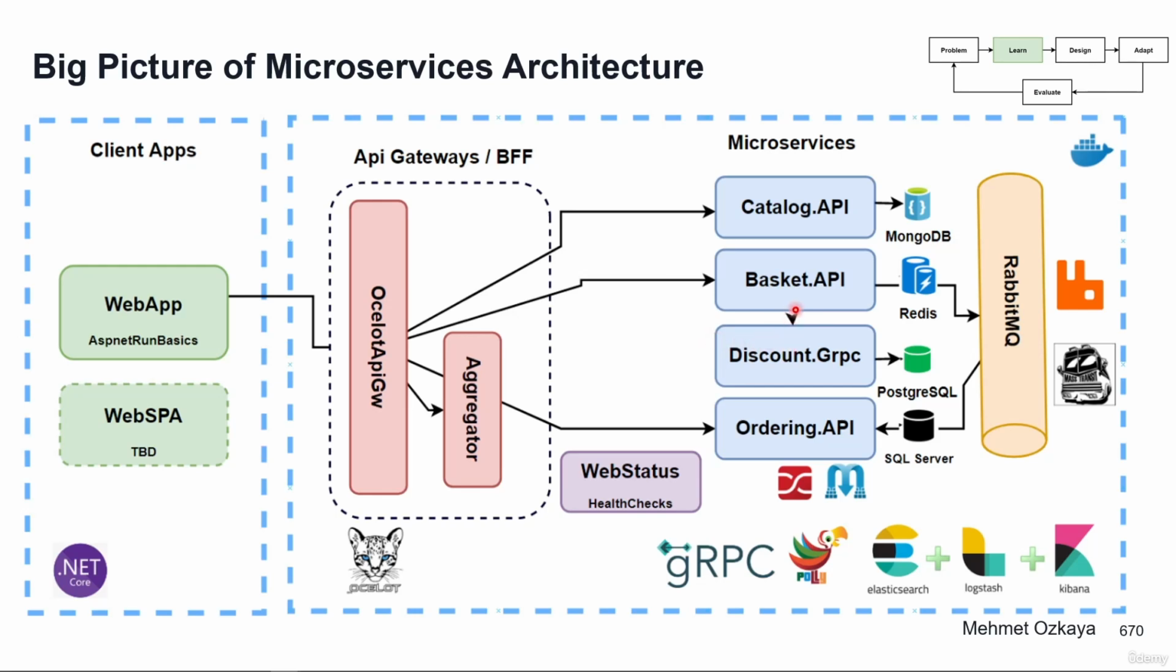This is going to expose gRPC endpoints with proto files, and this will be consumed from the basket microservices. And also we can use Dapper for micro ORM implementation in here to integrate with PostgreSQL in a performant way. And the discount gRPC microservice is using a relational PostgreSQL database.